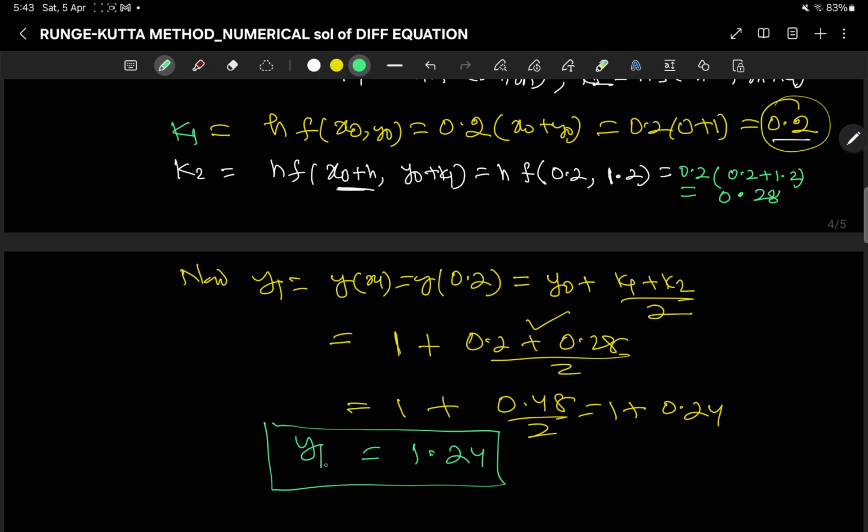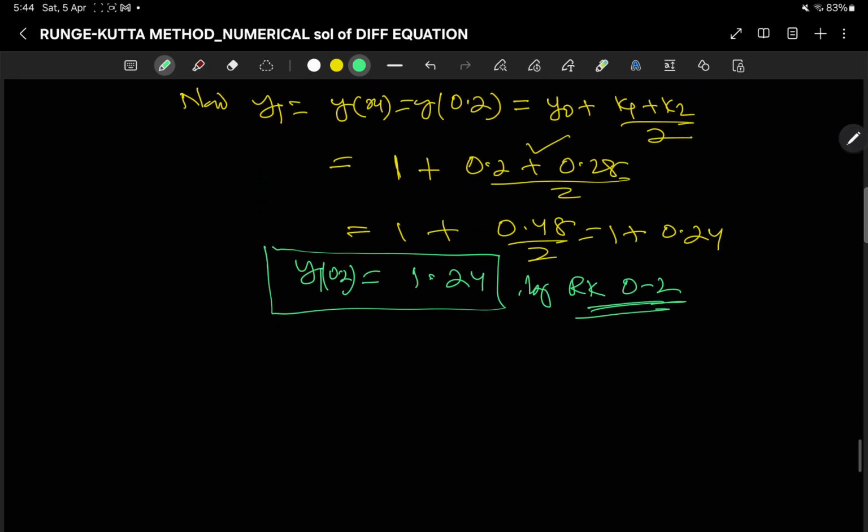Okay, this means y of 0.2 is this by RK method of order 2. Now we see by RK method of order 3, or what we call it, Runge's method.